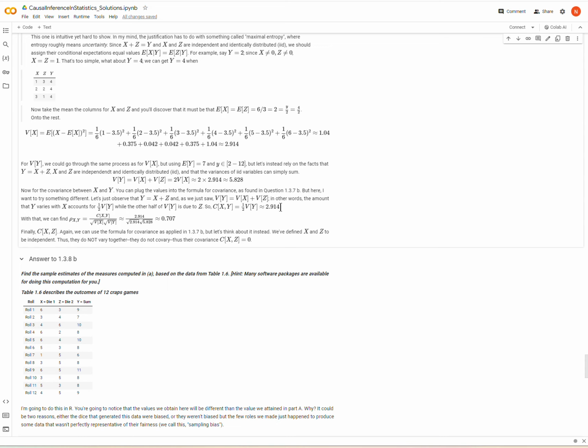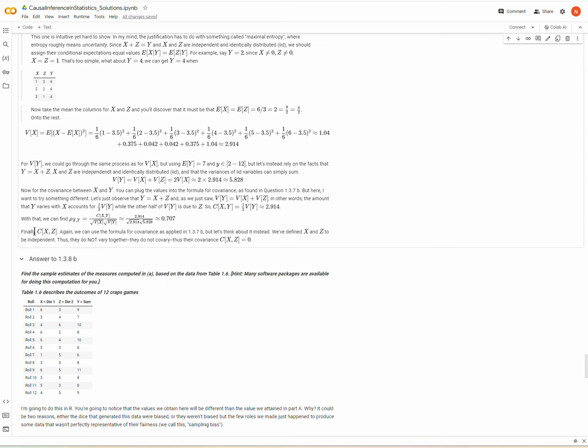Okay, and so now if I want to find the correlation between x and y, I take the covariance, which we just found, divided by the standard deviation of x and the standard deviation of y, or I could write that as the square root of the variance of x times the square root of the variance of y, and if you plug all those in, you get a correlation coefficient of about 0.71.